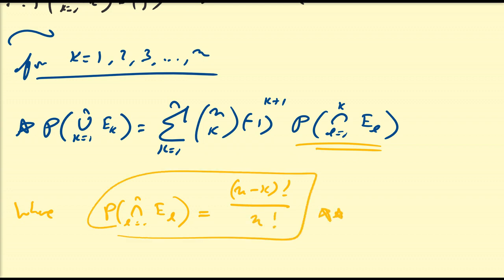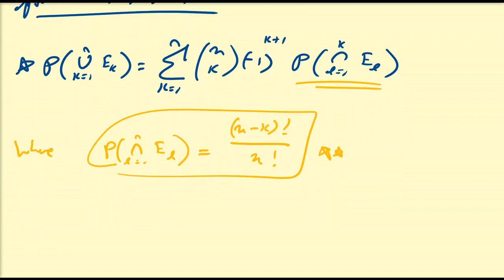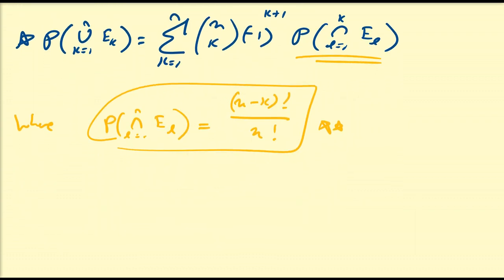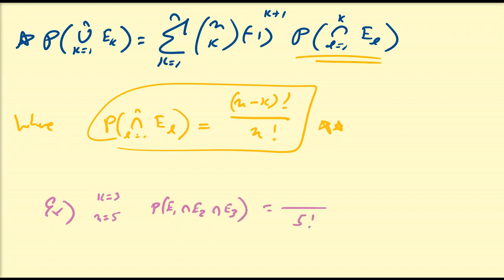So that's by the fundamental counting principle and some basic combinatorics. Let's illustrate this with a little example. Let's assume that k is equal to 3 and n is equal to 5. So you have 5 possible outcomes, and you have 3 people who throw their hat. So the probability of E1 intersection E2 intersection E3. So we have 5 factorial ways.